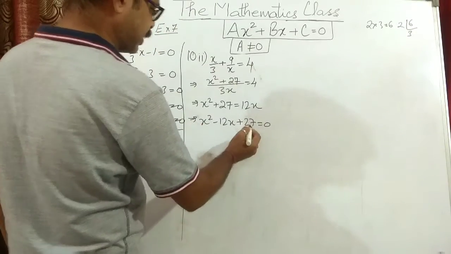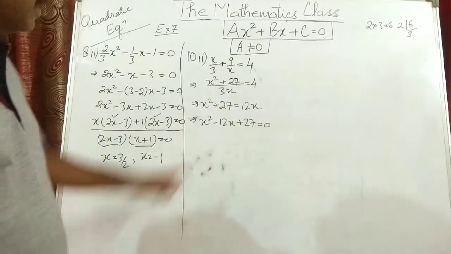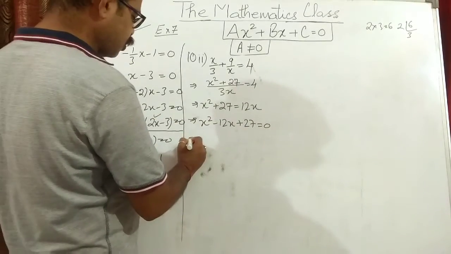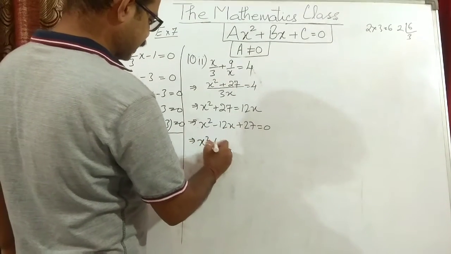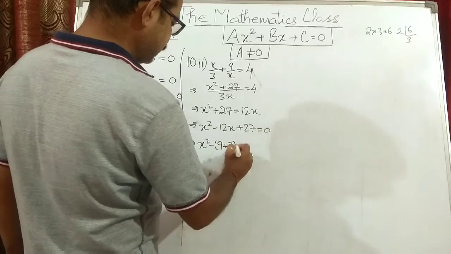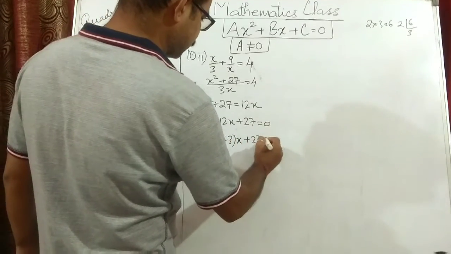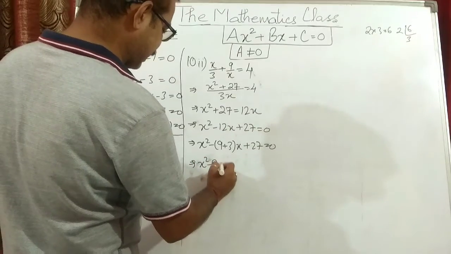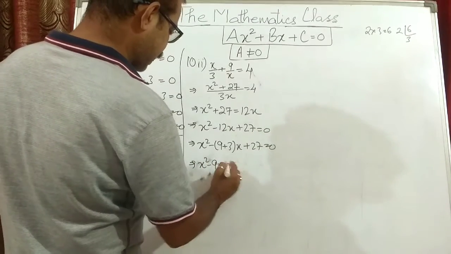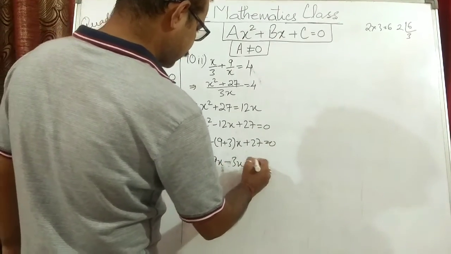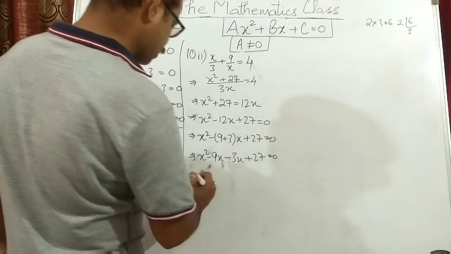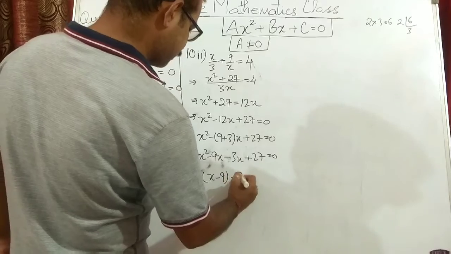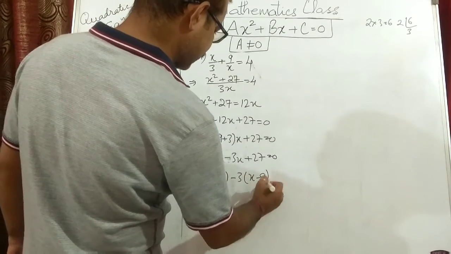A is 1, C is 27. 27 is 9 3 is 27 and 9 plus 3 is 12. You need to remember the factors. So x square minus 9 plus 3 x plus 27 is equal to 0. Open the bracket, that is x square minus 9x minus 3x plus 27 is equal to 0. So you will take x common in the first two. So x minus 9 minus 3 common. X minus 9 is equal to 0.